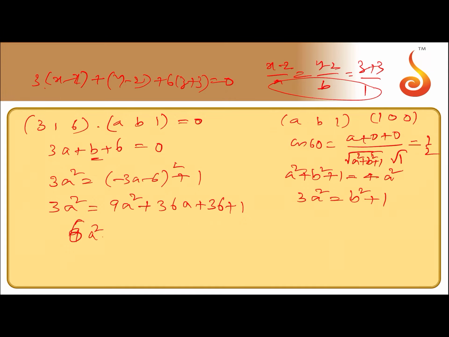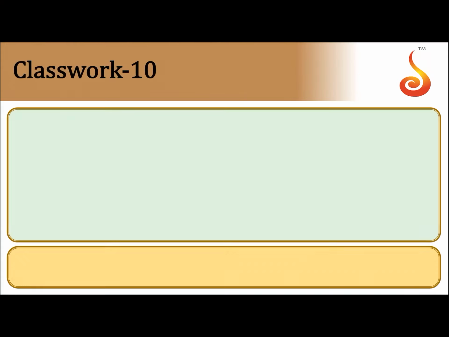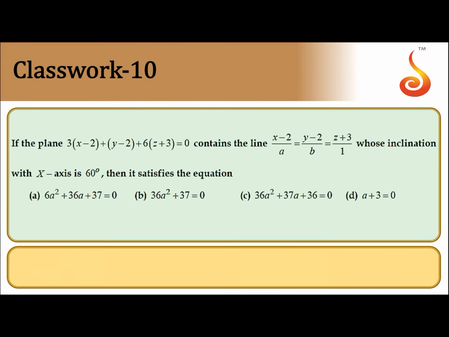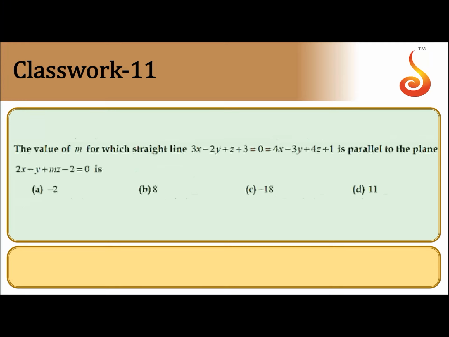So the answer is 6a square plus 36a plus 36 plus 1, that is 37, is equal to 0. So 6a square plus 36a plus 37 is equal to 0, first option. Let me take up the next one.